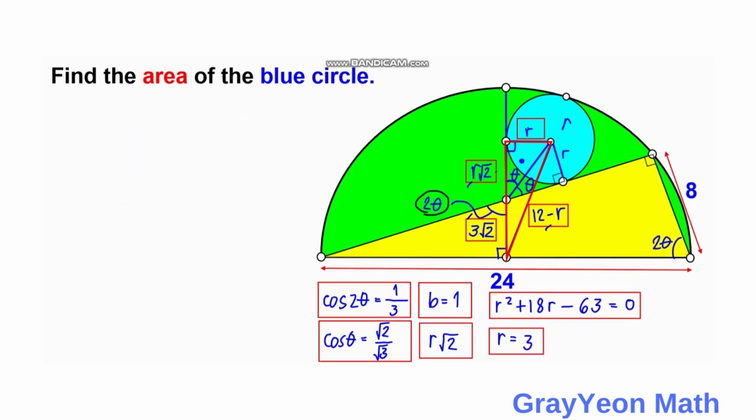Okay, so for the final step, since we already know the value of the radius to be 3 units, the area is simply equal to pi R squared. Given the radius, the area is equal to pi times 3 squared. So the area will be 9 pi square units. And that is our answer.